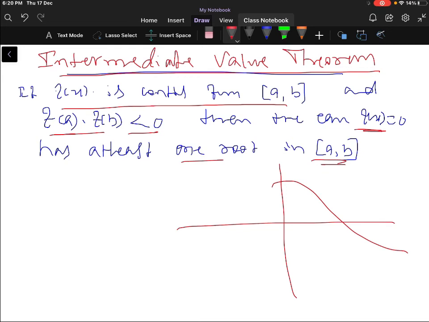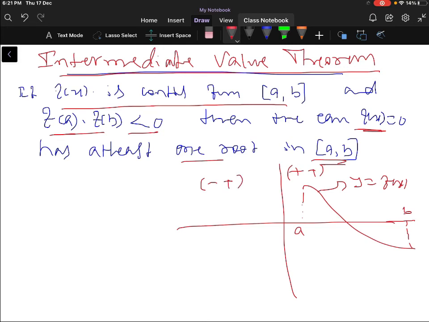So take a curve, y is equal to f of x. This function is continuous for the interval AB. So this is the first quadrant, all are positive. Here x is negative, y is positive. Here x and y both negative. Here x is positive, y is negative.